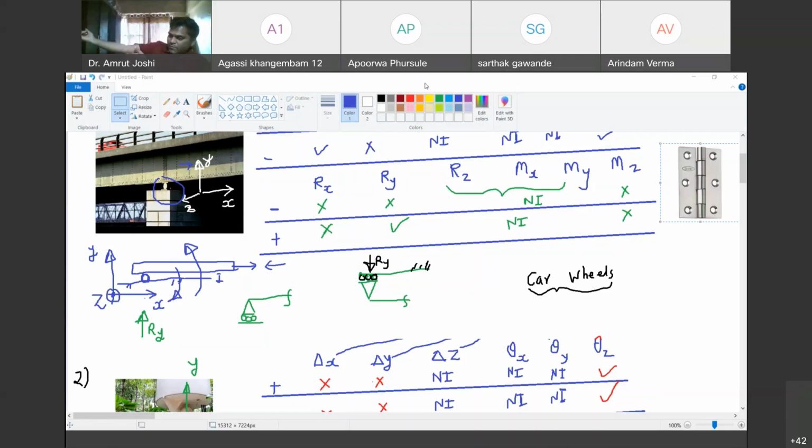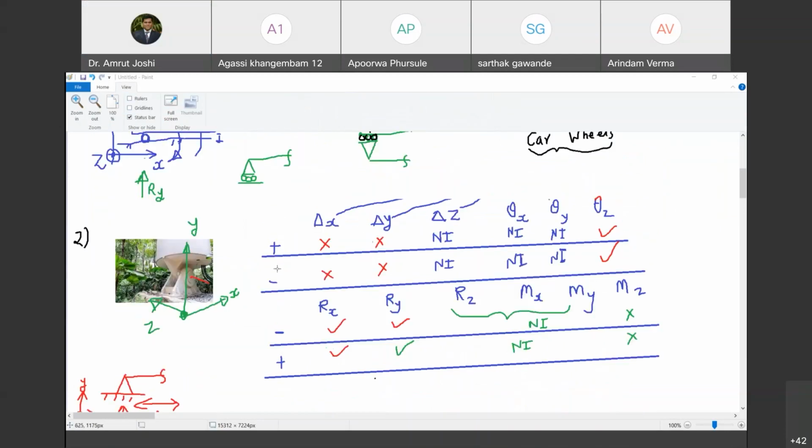But fix it in position. So on my will, I can make this joint to behave as a hinge support by ordering the muscles surrounding this joint. Okay. So these are the typical examples of hinge supports.